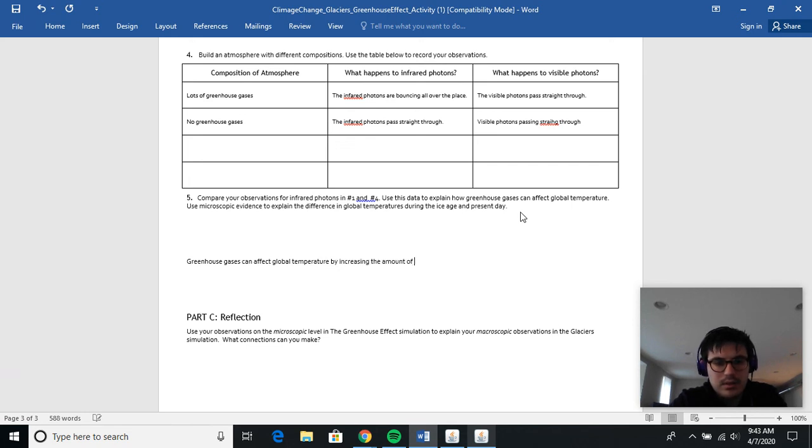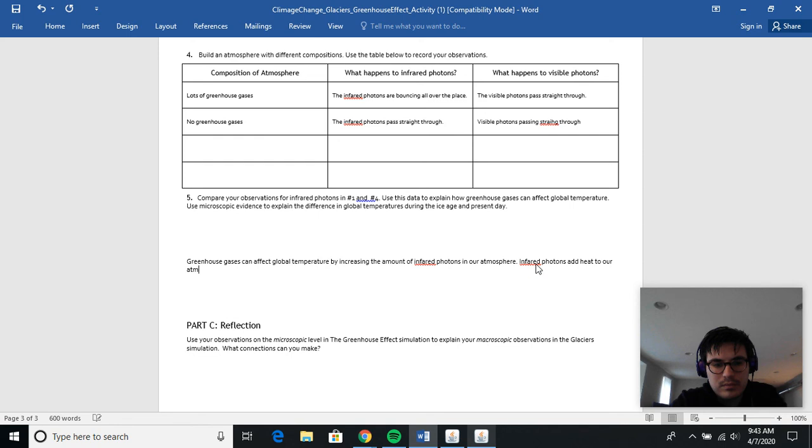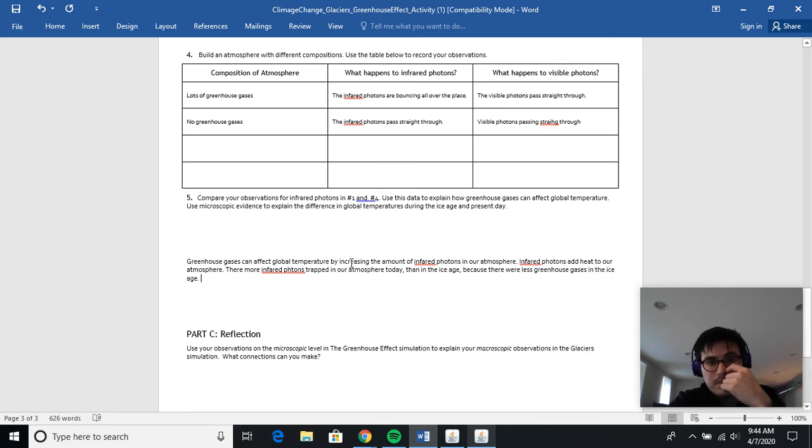Increasing the amount of infrared might have a lot to do with it. Not really with temperature, no. But the infrared photons provide heat. So there were more infrared photons trapped in the atmosphere today than in the Ice Age, because there were fewer greenhouse gases. On top of that, the world was covered in ice, which reflected a lot of that back into the atmosphere.